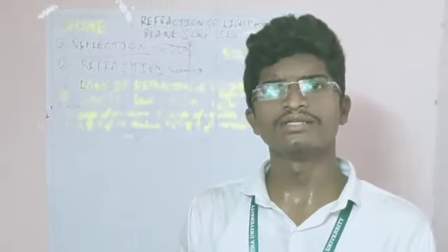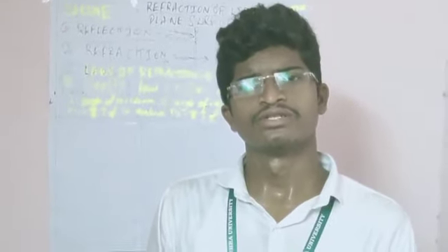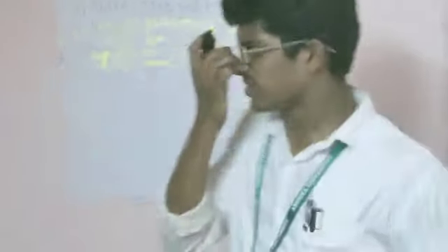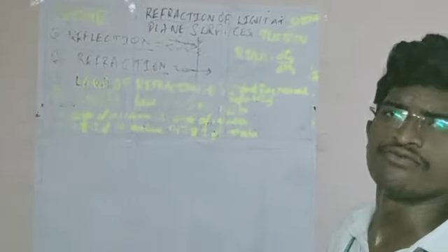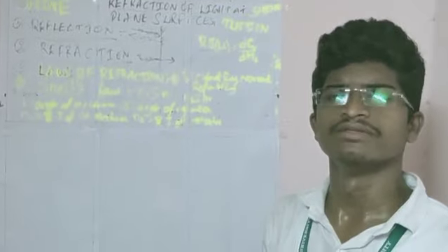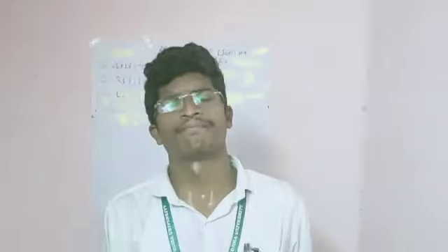Here the refractive index is used to calculate how the light is traveling. Here you are going to know the ratio of speed of light in vacuum to the medium. What is the speed of the light? You are going to calculate in each media.